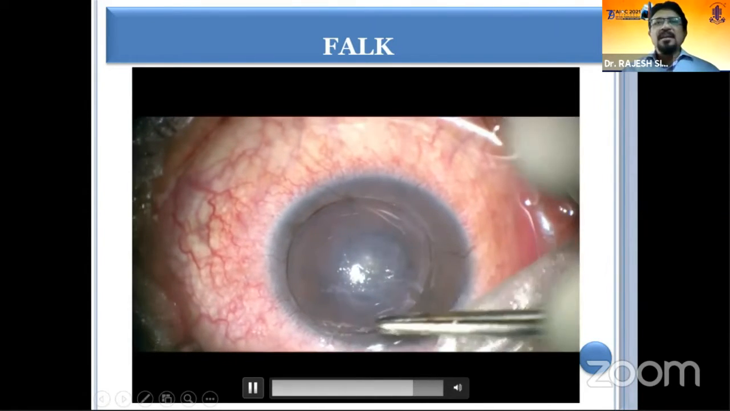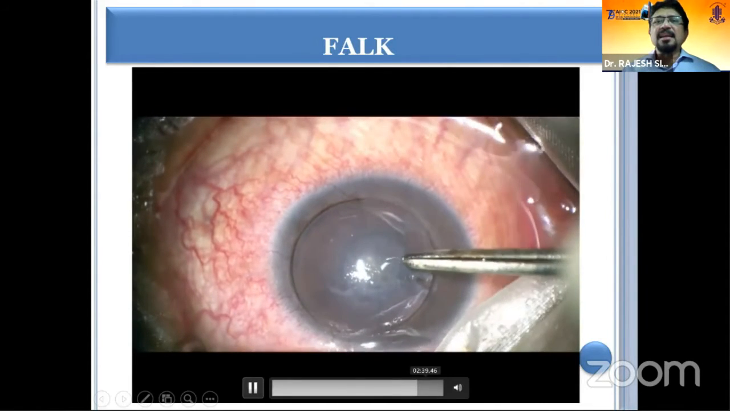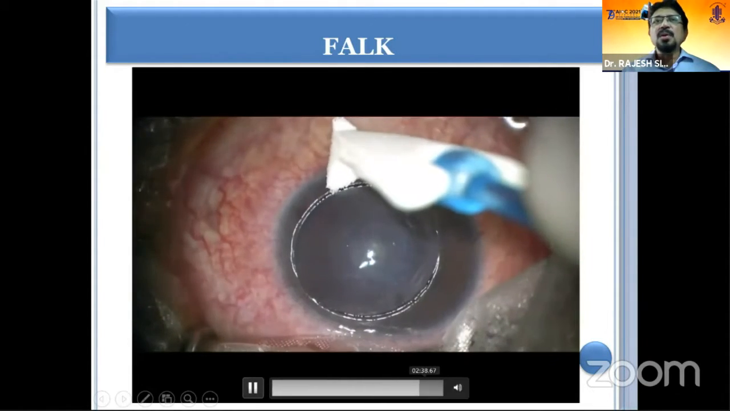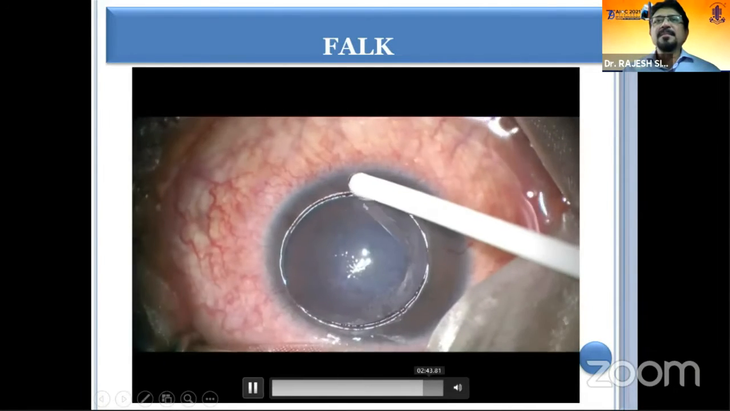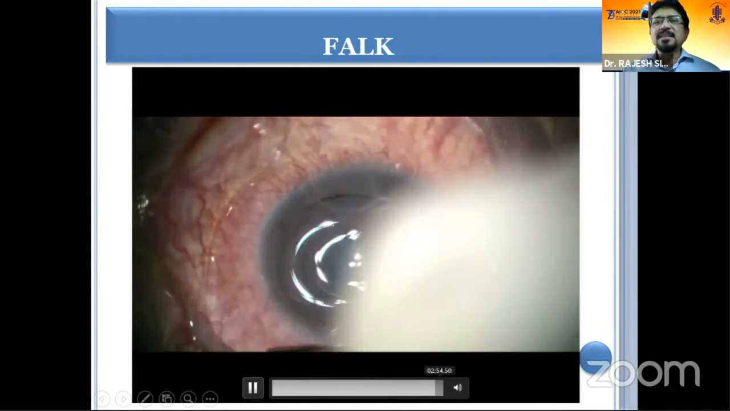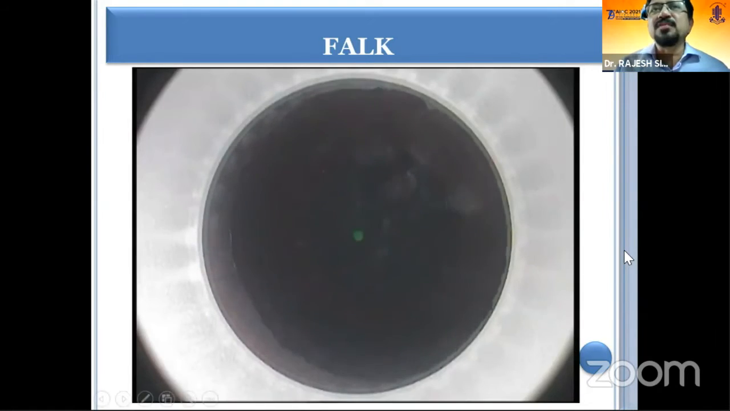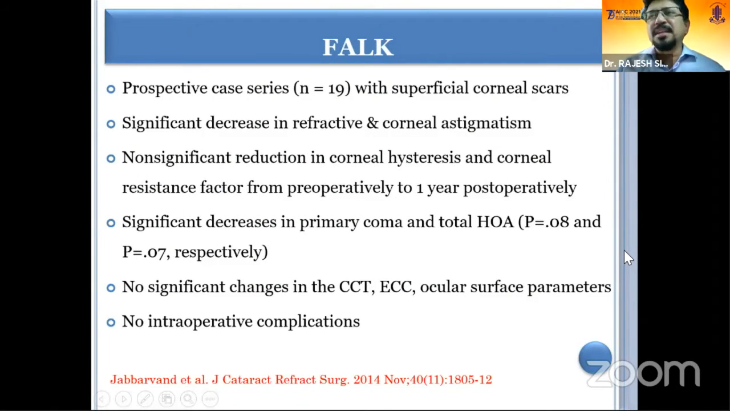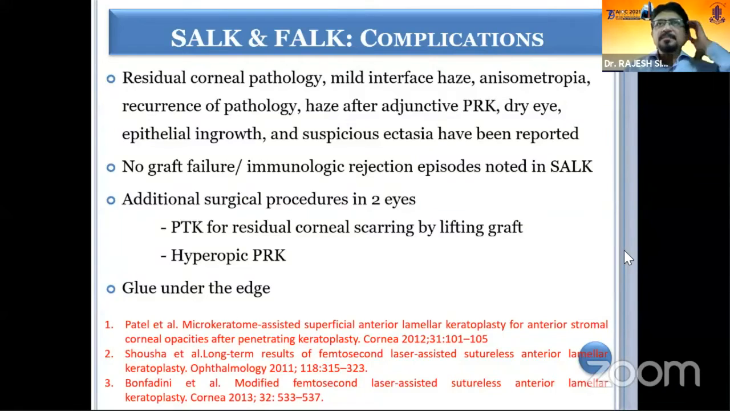over it. Now, once it is there, you just dry the edges and put fibrin glue and then put a bandage contact lens over it. In these cases, I prefer putting bandage contact lens for a little longer period, like something like 3 weeks or so. And there are studies which have shown good results of femtosecond assisted anterior laminar keratoplasty.